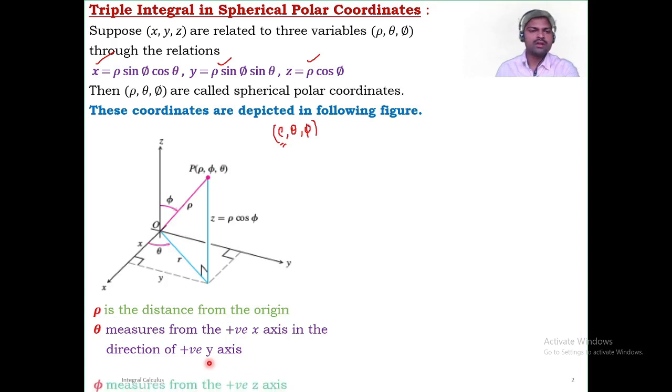And the last one, pi. Pi measures from the positive z-axis. Now look at the graph. So this is pi, right? This pi is starting from where? It measures from the positive z-axis. This is the z-axis. So you have to count from here to here like this. Whereas theta measures from the positive x-axis in the direction of the positive y-axis. Therefore, it has to be measured like this. But here, pi is measured from the positive z-axis to this rho axis. So the angle between the rho axis and the z-axis is pi, and it measures from the positive z-axis.